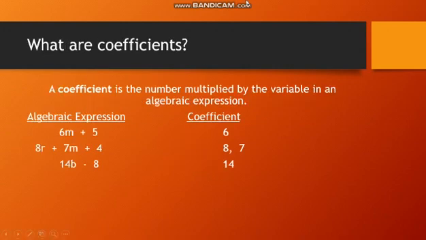The second thing which needs to be understood is coefficients. Coefficients are the multiplying numbers of variables. For example, m is multiplying with 6, so here the coefficient is 6. Same is the case with examples 2 and 3. Here the coefficients are 8 and 7, and in the third example the coefficient is 14.